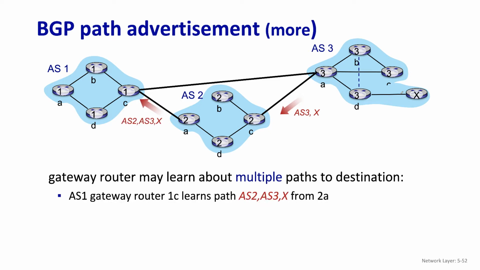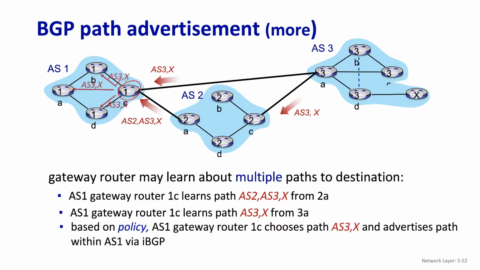Now, what if in this case we have another link between autonomous system 3 and 1? At this point, we'll be able to see that we have two paths. Based on the policy here, you will be able to choose which one to go with. So it depends all on the policy.